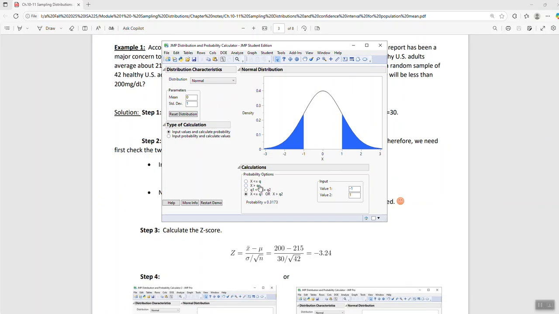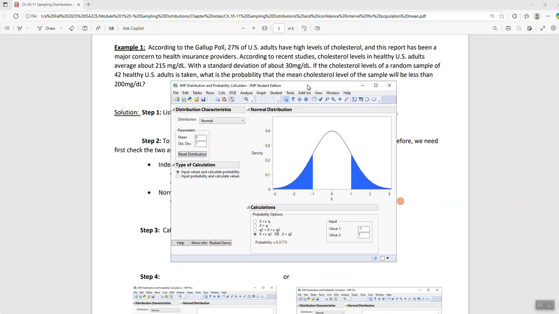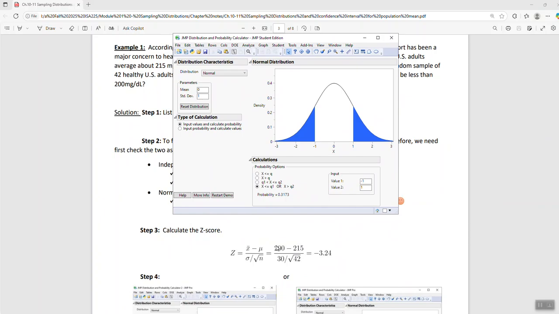All right, so now let's just go through this example. In our example, we say we are looking for the probability to the left of your z, so that will be the first option, and our z is not -1 anymore. In our case, it's -3.24. Enter. And then you can see that the probability is 0.0006, right? Okay, so now in this case, why in this graph is nothing shaded?